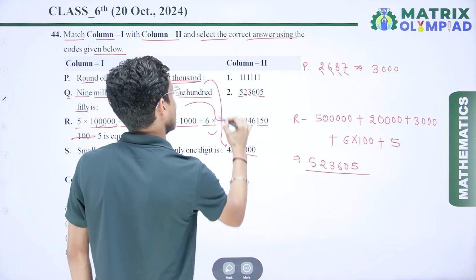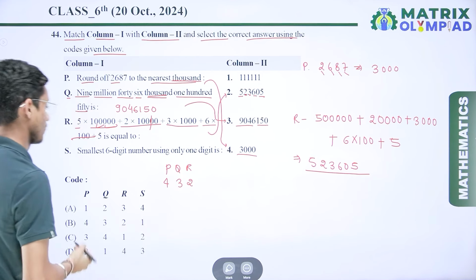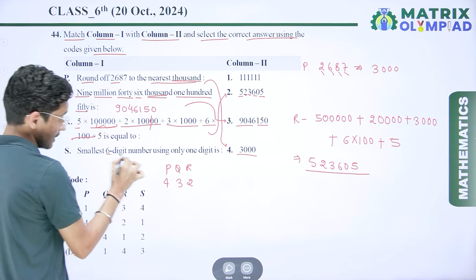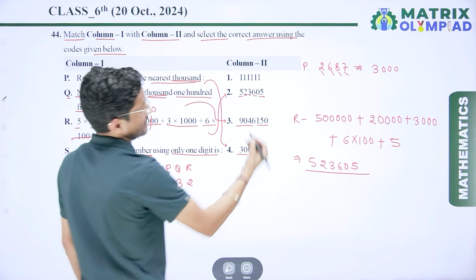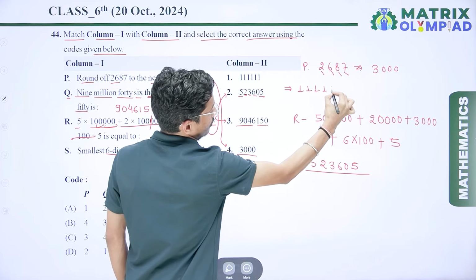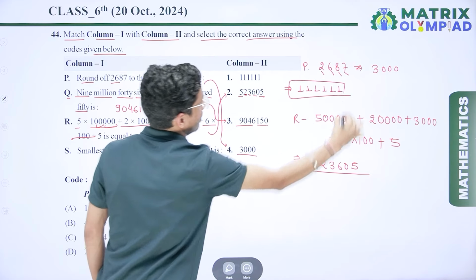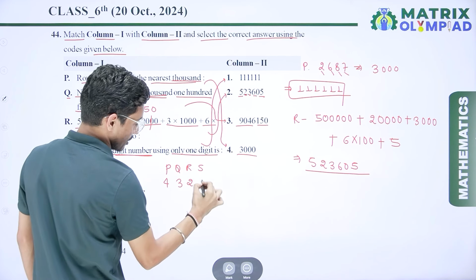523,605. It means R is connected to 2. And last one, the smallest 6-digit number using only 1 digit. So the smallest 6-digit number is 1, 1, 1, 1, 1, 1, and all digits are 1. So S is connected to 1.